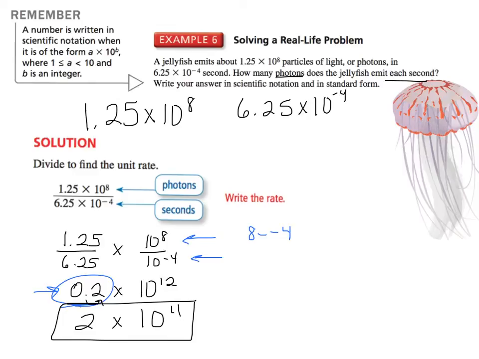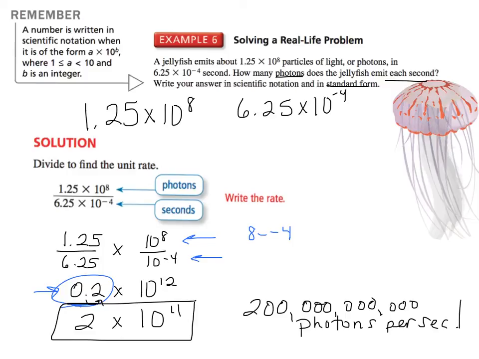And we also have to write it in standard form. Standard form means just a normal number. So 2 times 10, 11 times, gives me 200 billion photons per second. Now, we're actually done, but if you would like to do one more example on your own, you may do that, and here it is.